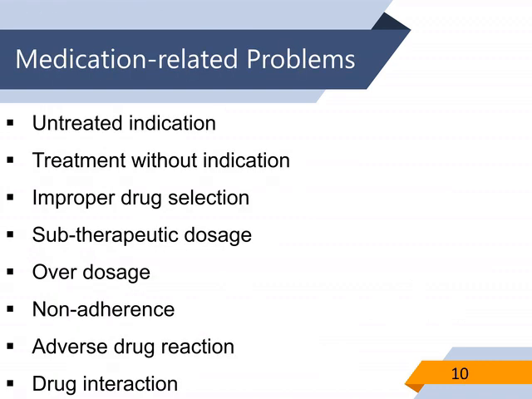This, in turn, involves three major functions: 1. Identifying potential and actual medication-related problems, 2. Resolving actual medication-related problems, and 3. Preventing potential medication-related problems. A medication-related problem is an event or circumstance involving medication therapy that actually or potentially interferes with an optimum outcome for a specific patient. There are at least these categories of medication-related problems.